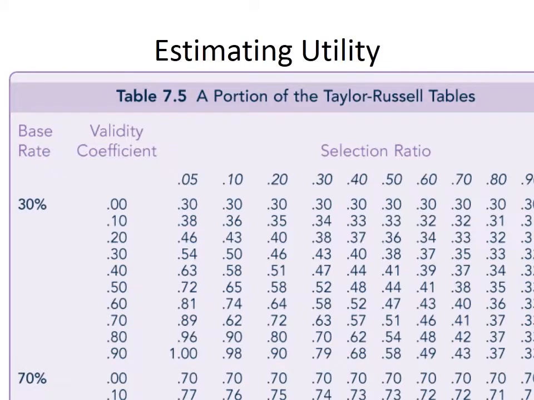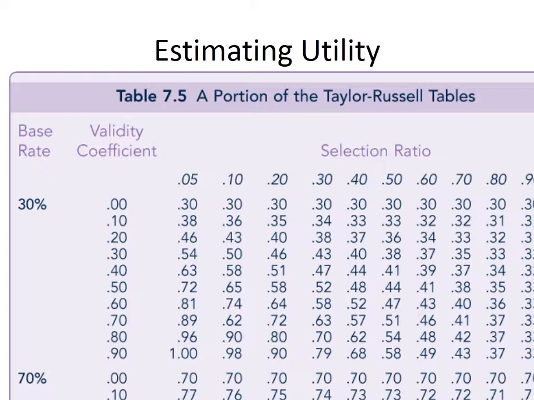So here's an example of a Taylor-Russell table. Again, we've got the base rate at the far left. We've got the validity coefficient in the next column. And then finally, we have the selection ratio. So what percentage of people are we actually being able to bring in? The base rate was the success rate prior before a new prediction battery is brought in.